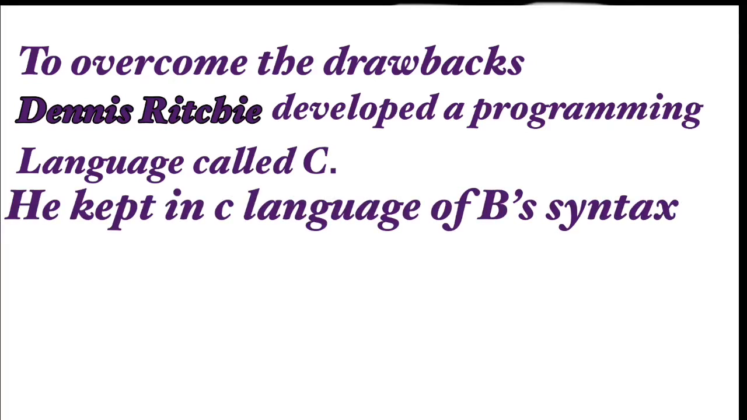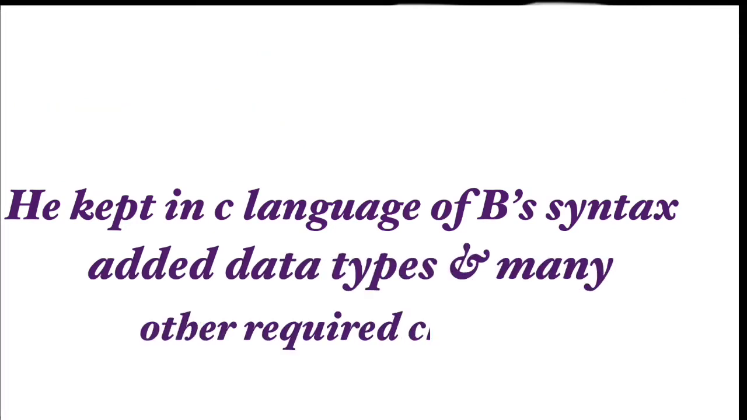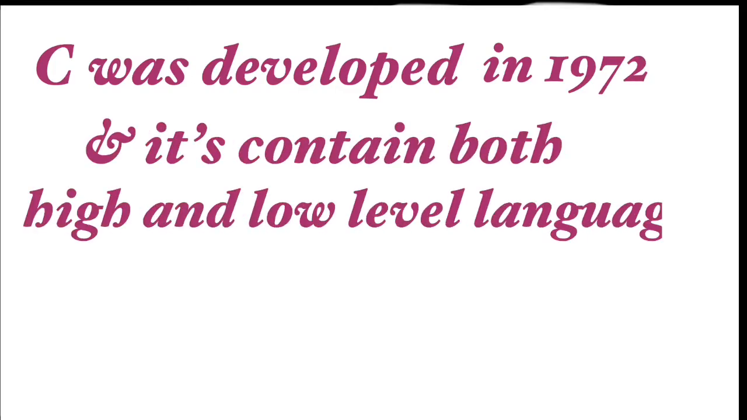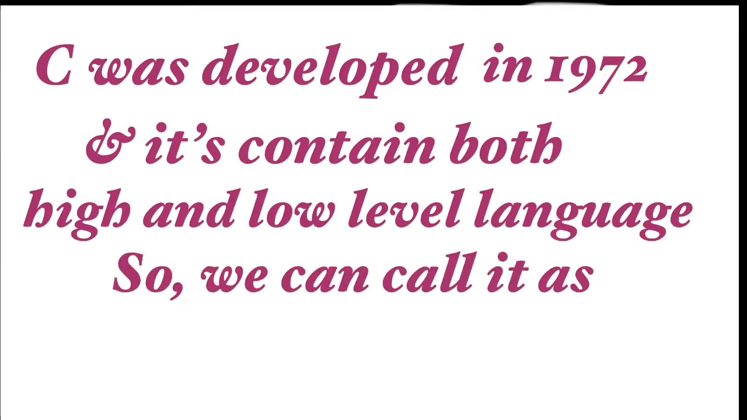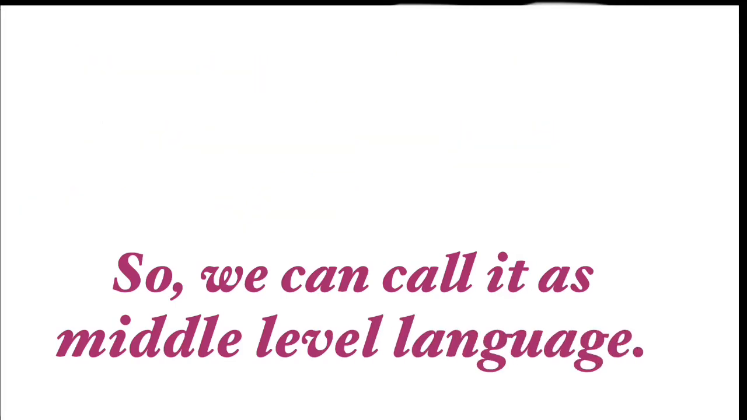To overcome the drawbacks, Dennis Ritchie developed a programming language called C. He kept much of B's syntax in C and added data types and many other required changes. Eventually, C was developed during 1972, containing both high-level and low-level functionality. So that is the reason we can call the C language a middle-level language.